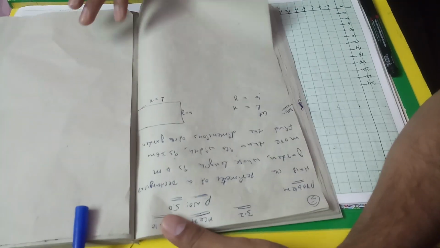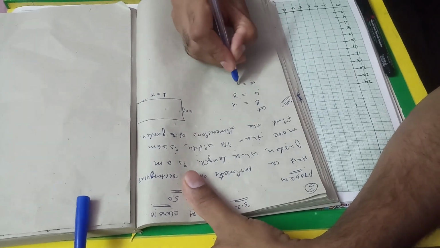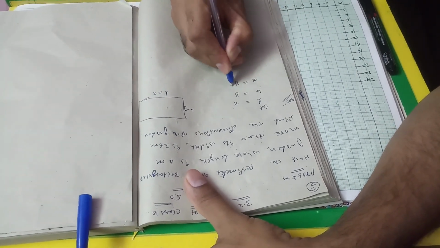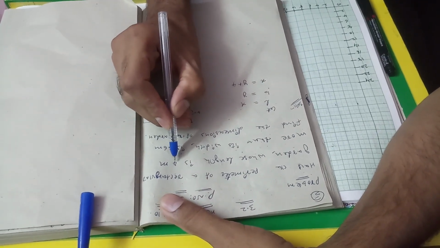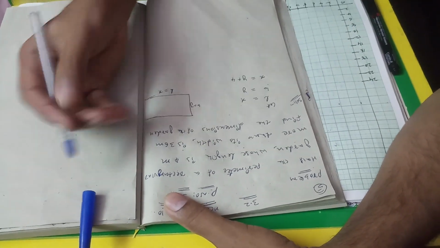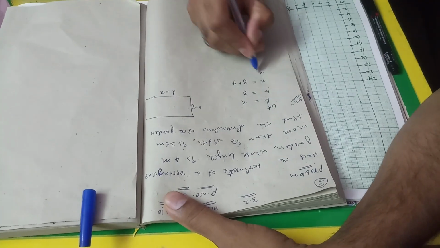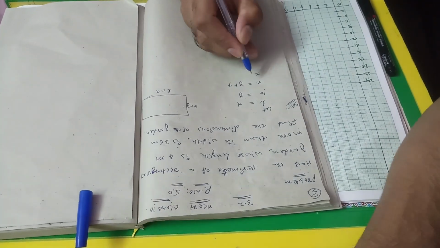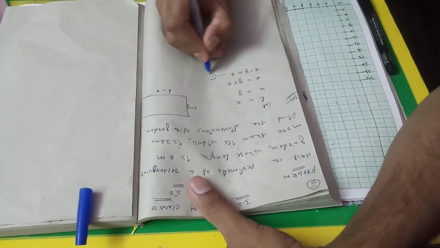In the question it says that length is equal to breadth plus 4. That means length is 4 more than its breadth. Taking this y to the left-hand side, x minus y is equal to 4. Make it equation number 1.